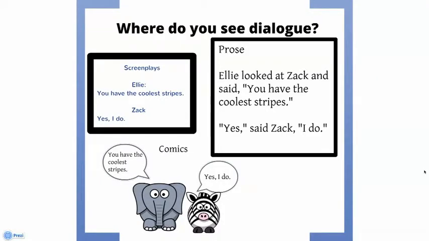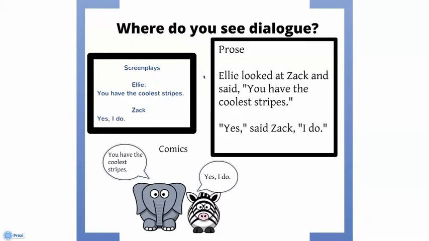Dialogue is when an author writes the exact words a character is saying. It can be written in many types of writing. For example, screenplays have lots of dialogue. Because it's a script, the characters are doing most of the talking. You don't see quotation marks in screenplay writing like this. Also, comics use dialogue all the time. They just use it in a different form. They use the bubble box, the little bubbles, like they do here.